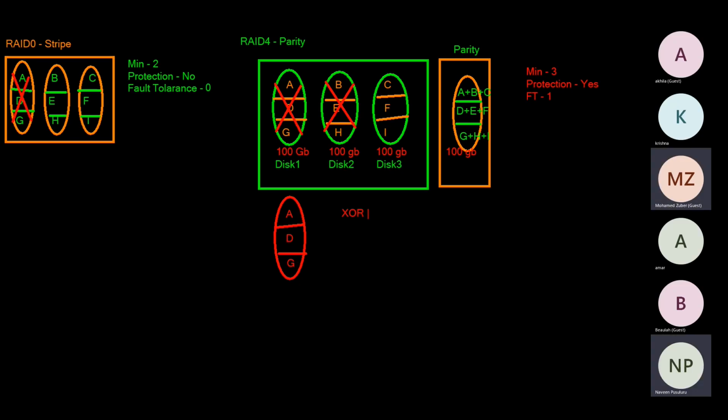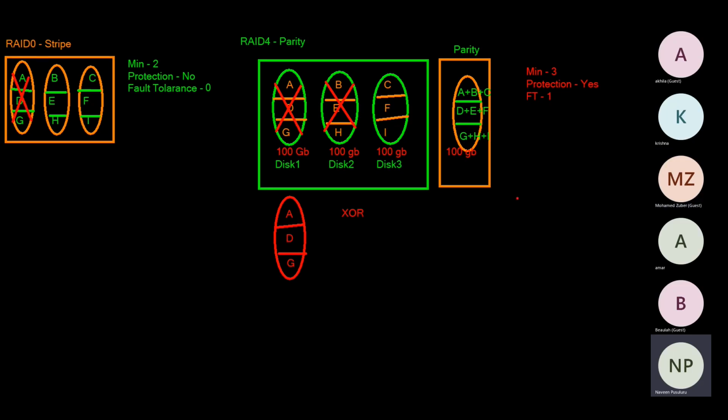In striping technology, the data will be shared across each and every disk. In RAID 0, if even one disk fails, you will not be able to access anything, because the entire pool will be down. It doesn't have any protection. There is no protection in RAID 0.